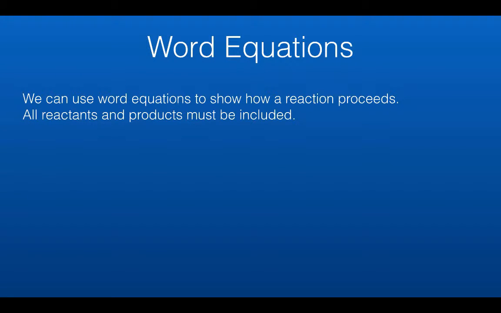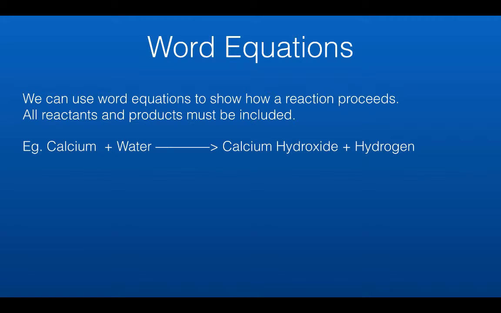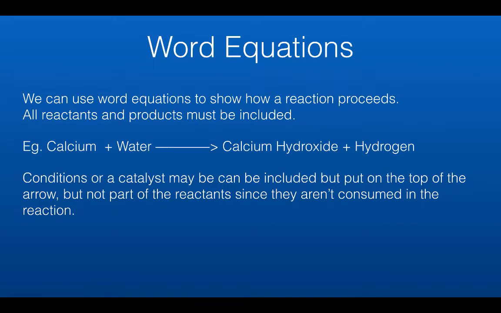For word equations, we can use a word equation to show how a reaction proceeds. All reactants and products must be included. For example, calcium plus water equals calcium hydroxide plus hydrogen. Conditions or a catalyst can be included, but are put on top of the arrow. This is because these are not part of the reactants, since they are not consumed in the reaction.